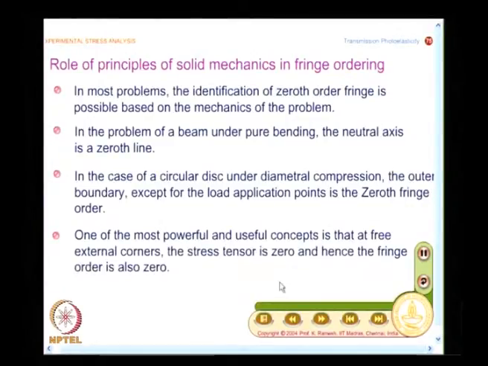And as part of your assignment, I had asked you to find out what happens in free external corners, and you had seen mathematically from the definition of stress vector, and also you have identified that the stress tensor has to be 0 on free outward corners, and this is a very useful piece of information in complex problems.